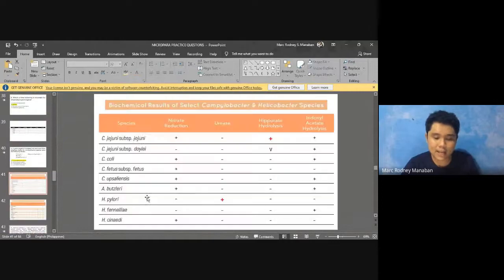Again, summary. C. jejuni, very distinct, is hippurate hydrolysis positive. For H. pylori, the very distinct characteristic is being a rapid urease producer. That's why we have the urea breath test for the stomach, for detecting H. pylori infection. Because again, it produces urease very fast. Alright? So if there is a question where stomach tissue is placed on urea agar, and the color turns pink or magenta after only a few hours, then that's H. pylori. It's a rapid urease producer.